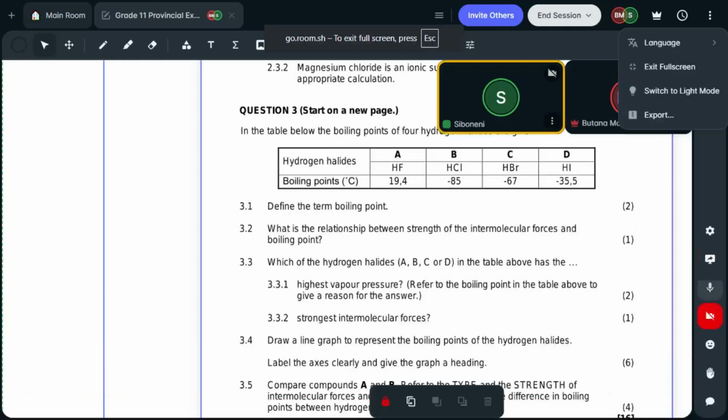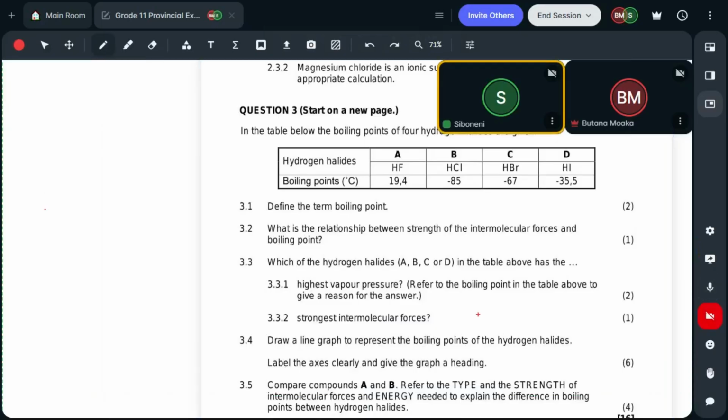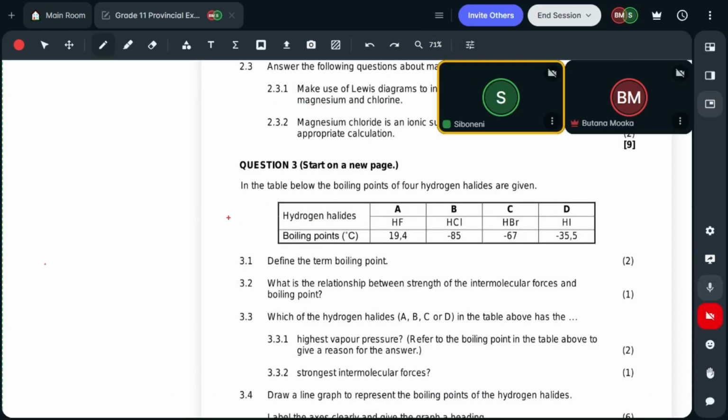So on this question, let's look at the table that we are given. The boiling points of 4 hydrogen halides are given, and then we have A, B, C, and D. We're going to look at what we are given. We have the boiling points for each hydrogen halide.